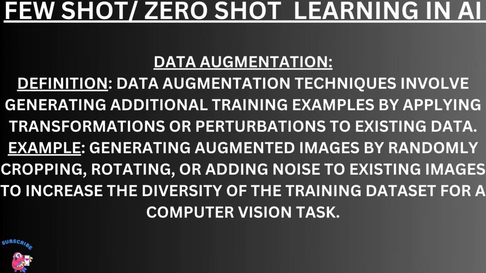Data augmentation. Definition. Data augmentation techniques involve generating additional training examples by applying transformations or perturbations to existing data. Example: generating augmented images by randomly cropping, rotating, or adding noise to existing images to increase the diversity of the training dataset for a computer vision task.